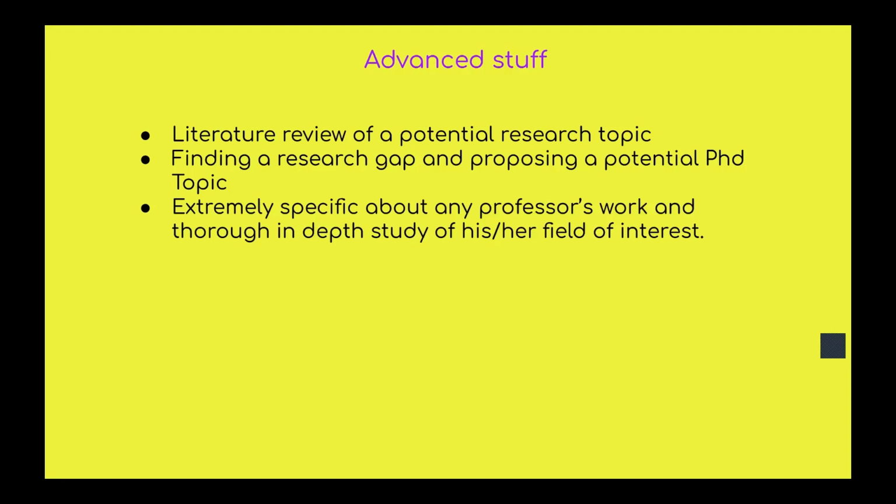Then you should be extremely specific about any professor. If you want to mention any professor, then you should be extremely specific about his or her work and field of interest. Then you should write about your personal research work if there is any. You should write why you wrote those papers and what the motivation behind them was, and how it is linked to your future application of PhD. If that does not link, then don't mention it. If your paper was in some other direction, then don't mention those papers.